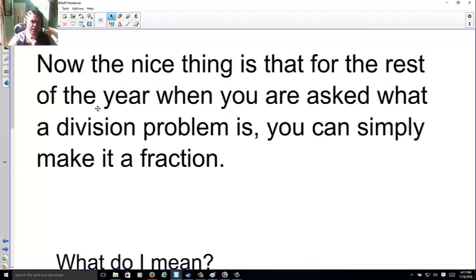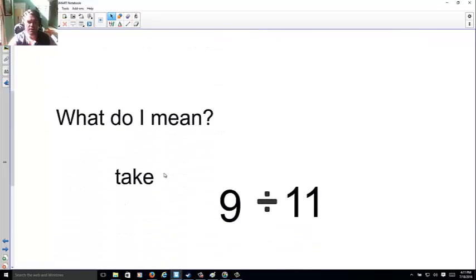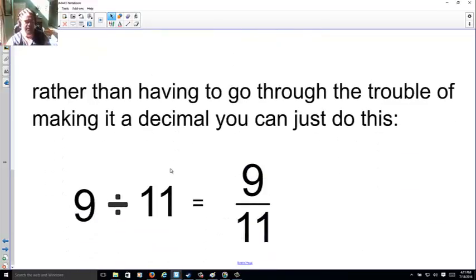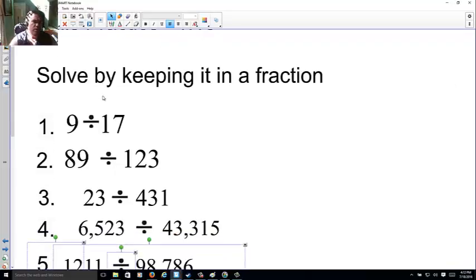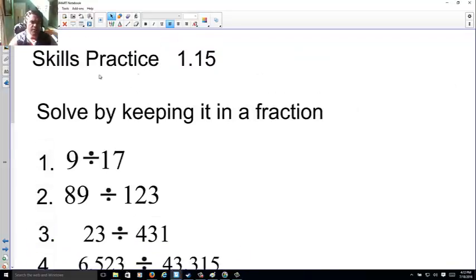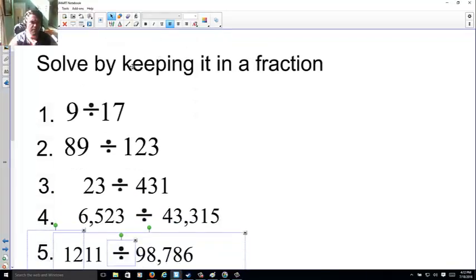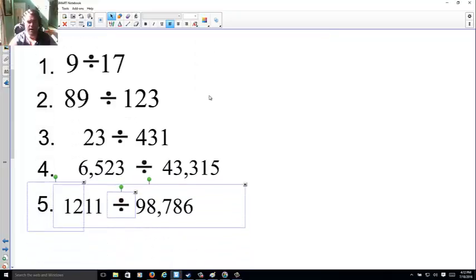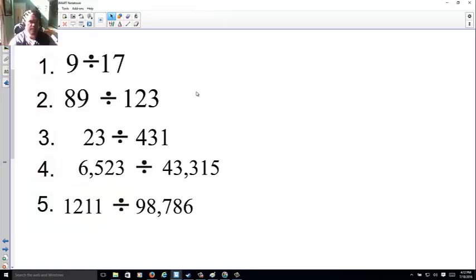Notice the nice thing that for the rest of the year, when you're asked what a division problem is, you can simply make it a fraction. In other words, if I say, well, what's 9 divided by 11? You can just say, oh, 9 out of 11, or 9/11ths, and that would be right. So go ahead at this time and with the skills practice, which you'll have on paper tomorrow, solve by keeping it in a fraction. So take these 5 and go ahead and make them into a fraction. Let's see how you did.